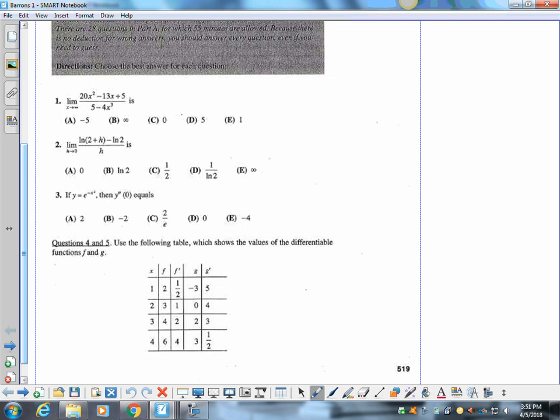is, mine's kind of blurry, e to the negative x squared, and that's if y equals, and I want y double prime of 0. That means take the derivative, then take the derivative again, and then whatever you get, plug in a 0. Okay, so again, I hope you do this at your own pace. Feel free to watch it once and then go back and write, or watch it twice, or whatever you need to do so that this comes back to the front of your brain.